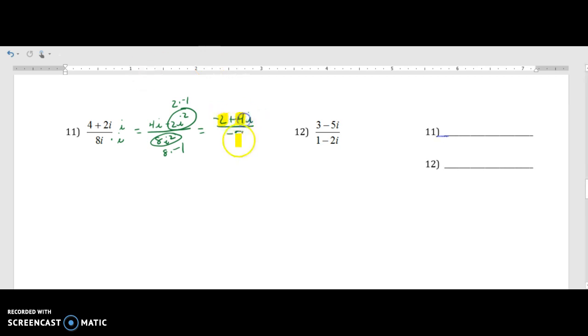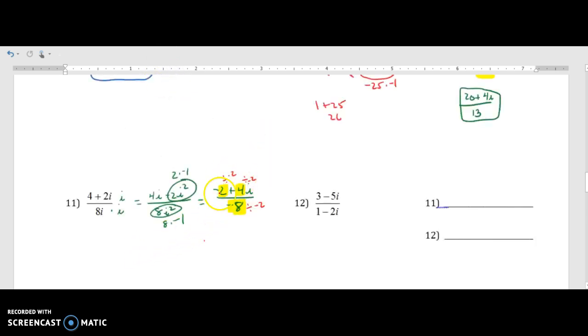But if I look, this 2, this 4, and this 8 can all be divided by, and because 8's negative, I prefer we divide by negative 2. So if I divide each of these by negative 2, right? So what we would get here is negative 2 divided by negative 2 is positive 1. 4 divided by negative 2 is minus 2i, all over negative 8 divided by negative 2 is 4. And there's your best final answer.